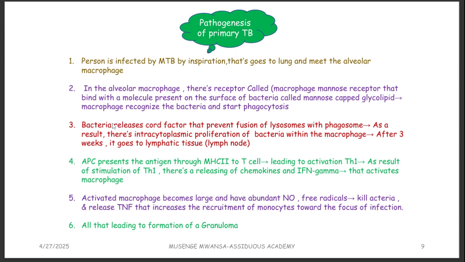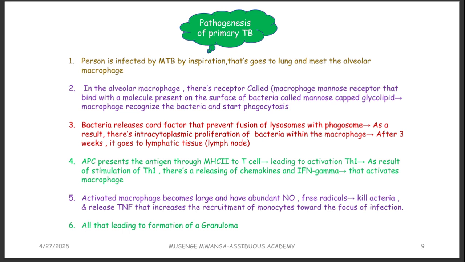Once the Mycobacterium tuberculosis bacteria has been phagocytosed, it releases what is known as the cord factor. Because when something has been phagocytosed, that phagosome is supposed to fuse with a lysosome to form the phagolysosome that is now going to be broken down. But for TB, it will release the cord factor, which will prevent the fusion of the lysosome with the phagosome. And so the bacteria will not be destroyed inside the macrophages, and it will start to proliferate, to multiply.